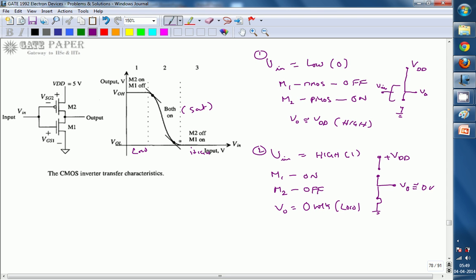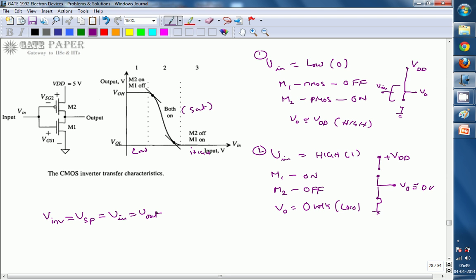So from these characteristics we can define a logic inversion point, or logic threshold point, or switching threshold point. This is going to be called V inverter, V inversion, or VSP. This is the point at which V input is equal to V output. This is the point from where the inversion starts.